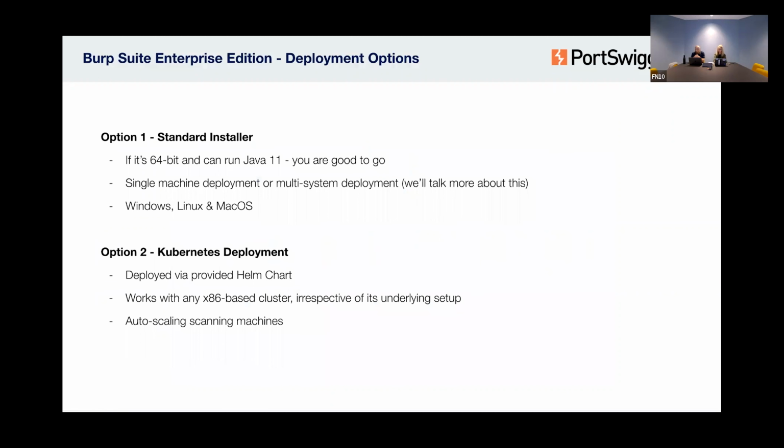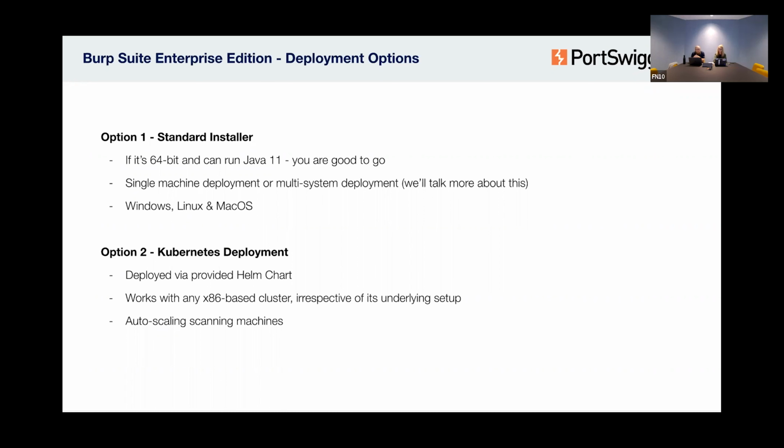In terms of deployment options, we've got the standard installation method, which is basically choosing your OS of choice. That's Windows, various flavors of Linux, or Mac OS. And then you would run our installer on top of that. And effectively, as long as it's 64-bit and can run Java 11, you're probably going to be good to go from a deployment perspective. And then that standard installation process can either be single machine or multi-system, which we'll cover off in a second. And then the second option is the Kubernetes deployment, which is quite a new release for us. So if you've got more of a preference around containerization, then this is the choice for you.